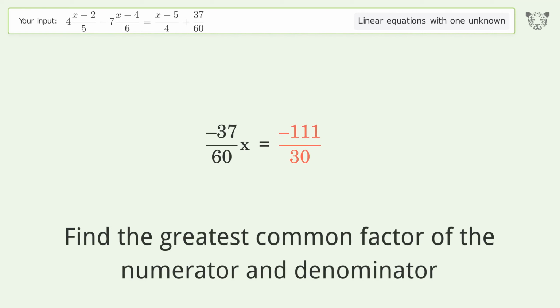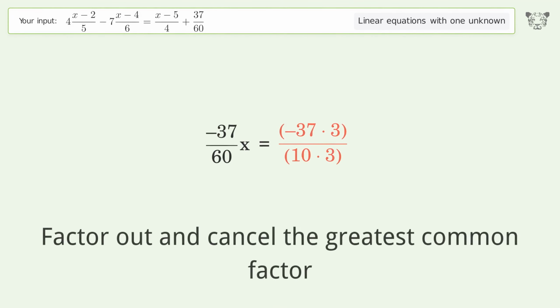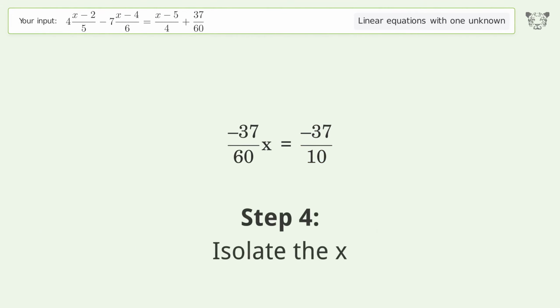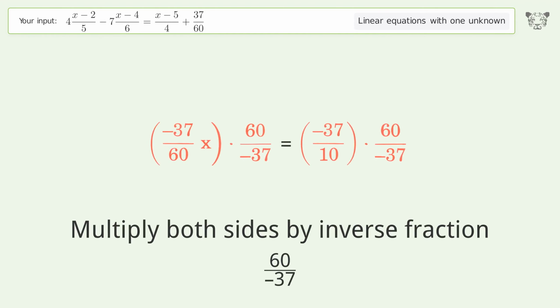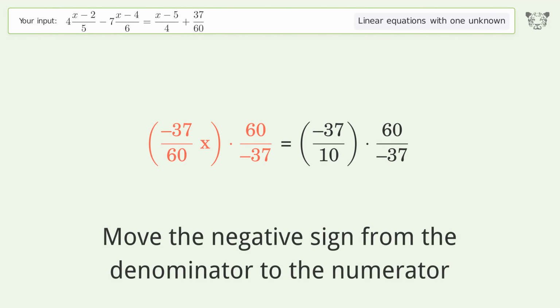Find the greatest common factor of the numerator and denominator. Factor out and cancel the greatest common factor. Isolate the x. Multiply both sides by the inverse fraction, 60/-37. Move the negative sign from the denominator to the numerator.